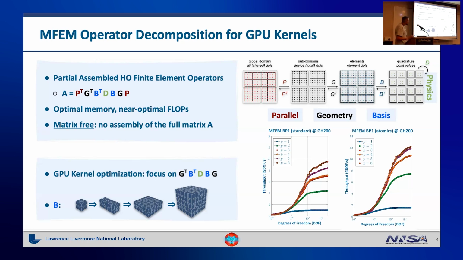And for this, we need a few ingredients. Today, I'm not going to talk about the parallel part of it. So each kernel is going to use exclusively these G, B, D, and their transpose versions. Again, the idea is to produce these kinds of figures on the right, where for different orders, we want to reach max peak for these kernels.